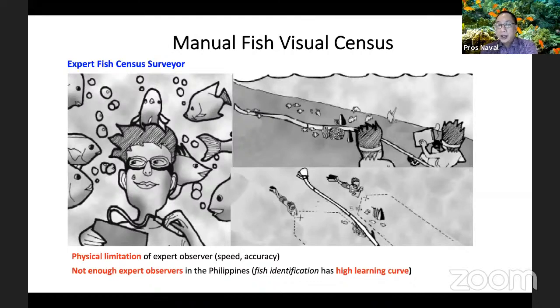And that requires a very high level of expertise. And the fish expert must count very fast. And then there's also the limitation of having to stay underwater for a limited time. So you cannot conduct surveys for extended periods of time, for obvious reasons.